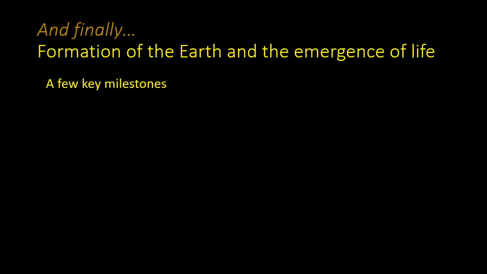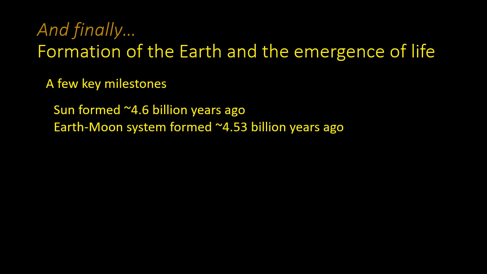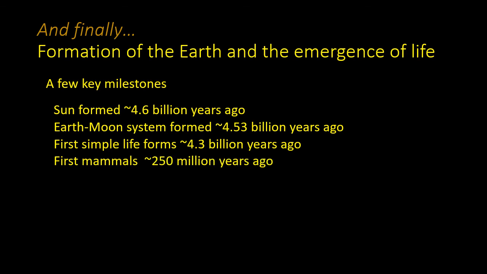Here's a few key milestones in the formation of the solar system, Earth and life itself. The Sun formed round about 4.6 billion years ago. The Earth-Moon system a little bit later, probably around about 4.53 billion years ago. The first simple life forms emerged soon after the formation of the Earth, probably around 4.3 billion years ago. The first mammals 250 million years ago, and Homo sapiens itself emerged from the plains of Africa only 300,000 years ago.